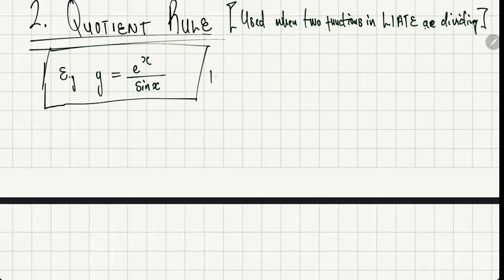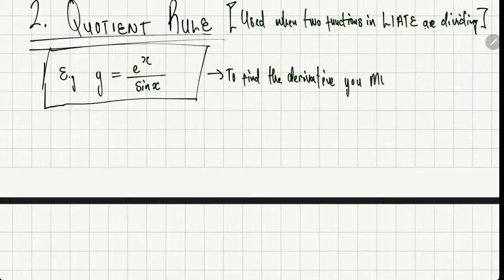To find the derivative, you must use quotient rule. So quotient rule is only for differentiation. That's the only time you ever hear it. Product rule is only for differentiation. That's the only time you ever hear about the product rule. Are we together?